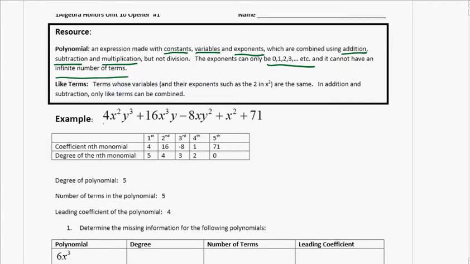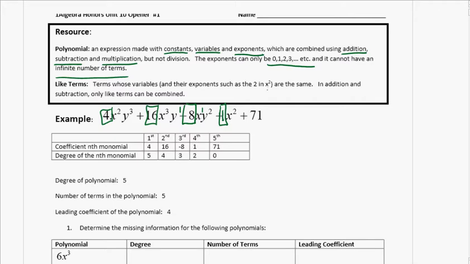So 4x squared y cubed plus 16x cubed y. We'll notice this y is y to the first, plus 8x to the first y to the second, plus x squared plus 71. So the coefficient of the nth monomial, meaning the first, the second, the third, the fourth, the fifth, the coefficient is the number that is in front. It doesn't always have to be in front, and in fact this 8 is not the coefficient. Negative 8 is the coefficient. You'll notice there's no coefficient here, so it's always 1.